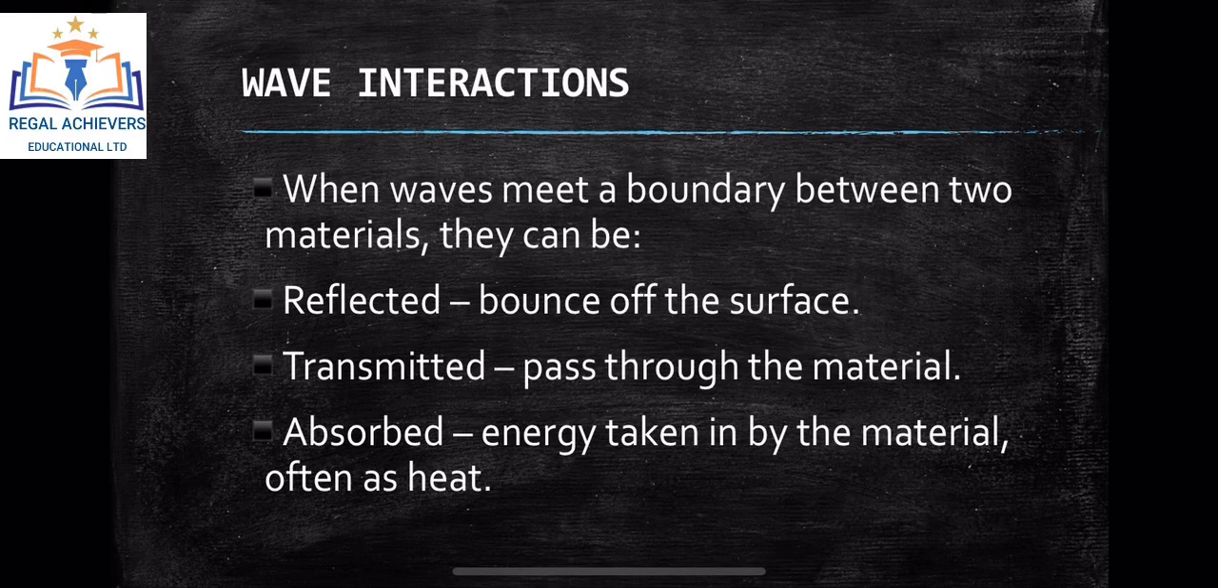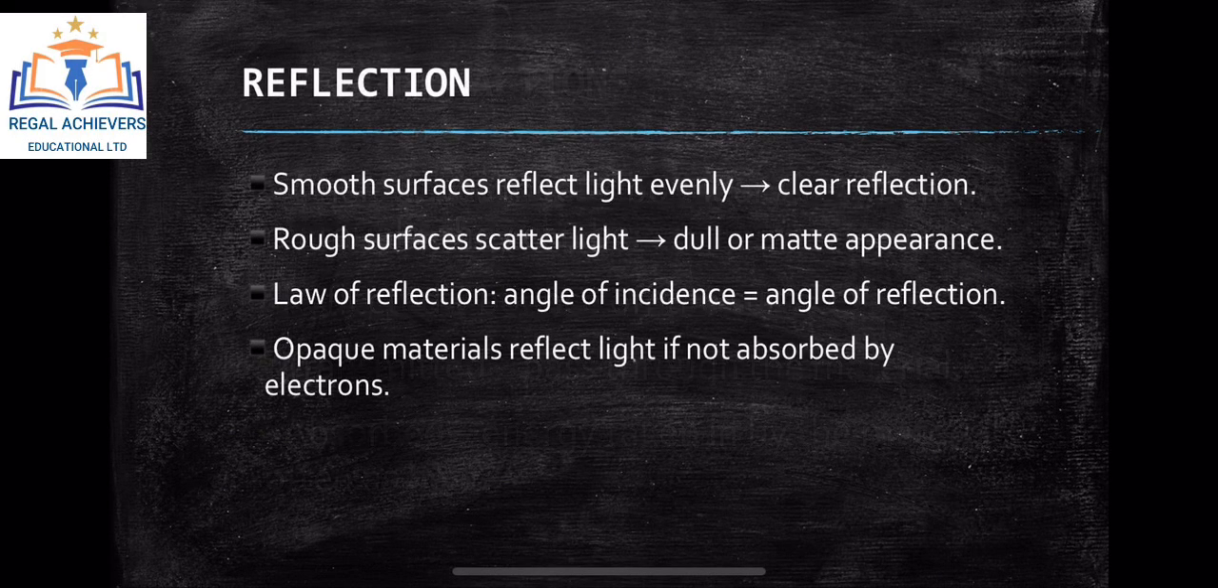Wave interaction. When a wave meets a boundary between two materials, they can be: one, reflected. That means they can bounce off the surface. Two, they can be transmitted. That means they can pass through the material. Three, they can be absorbed. That means the energy is taken in by the material, often as heat.